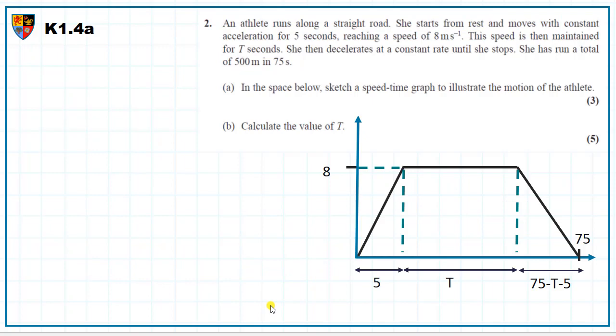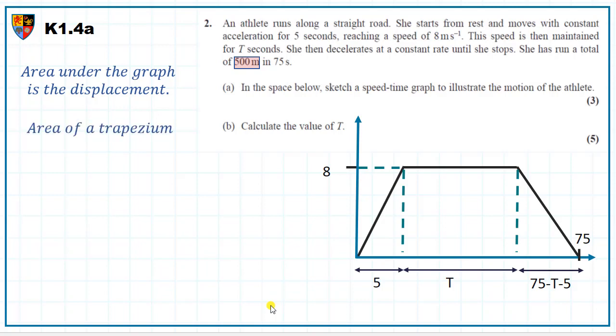Moving on to the second part of the question. The 500 meters is important now. Yes, we need to know the distance, and we also need to know that the area under the graph is the displacement. And we can pull that one off easily because we're starting from 0 and we have a nice, lovely trapezium. So we just need to find the area. We need to use the area of the trapezium to find t. The area of the trapezium is 500 in this particular case.